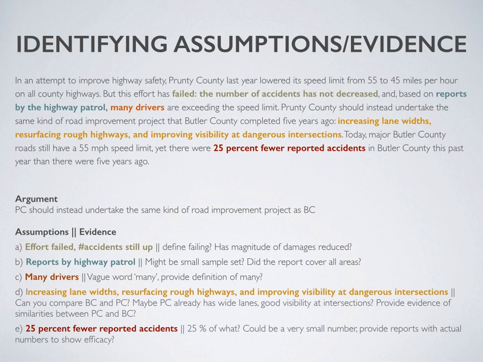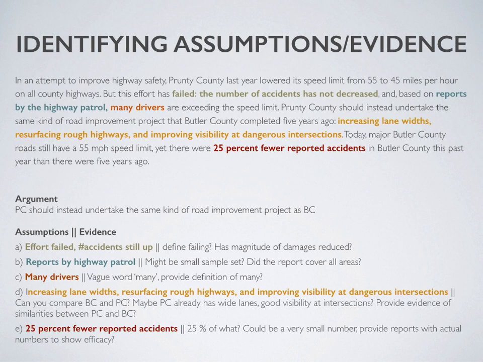The third point is that the author says many drivers are exceeding the speed limit. As we saw before, the word many is very vague and is not based on statistics or numbers. So, if the author could provide data regarding the word many, what does he mean many drivers are exceeding the speed limit? Does he have numbers? Were there 100 drivers breaking the speed limit? Were there 1,000? What does many qualify as?